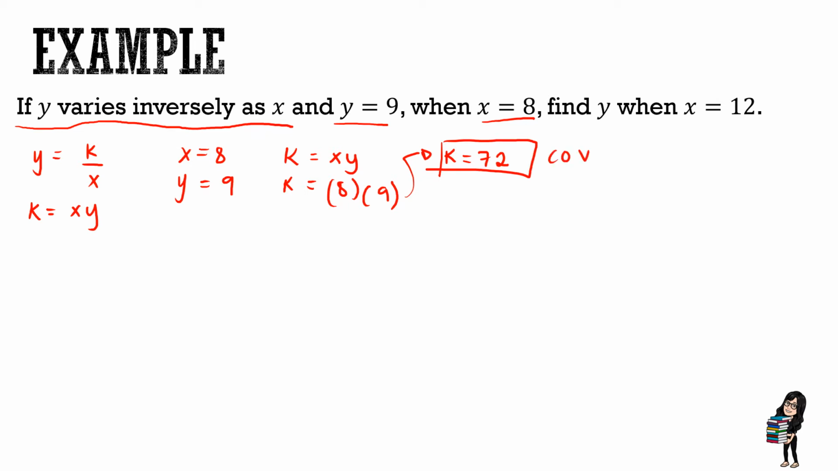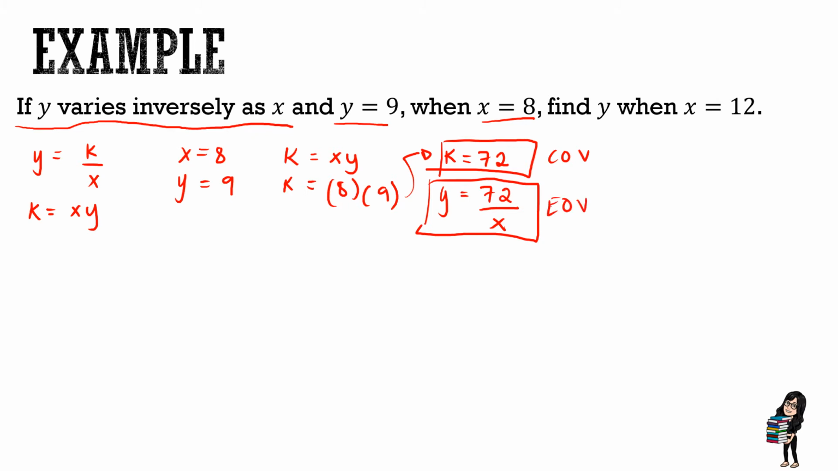After getting the constant of variation, we can now proceed in finding the equation of the variation. To find the equation of the variation, just simply substitute the value of k to our original equation y is equal to k over x. Therefore, we have y is equal to 72 over x. This is now our equation of variation.